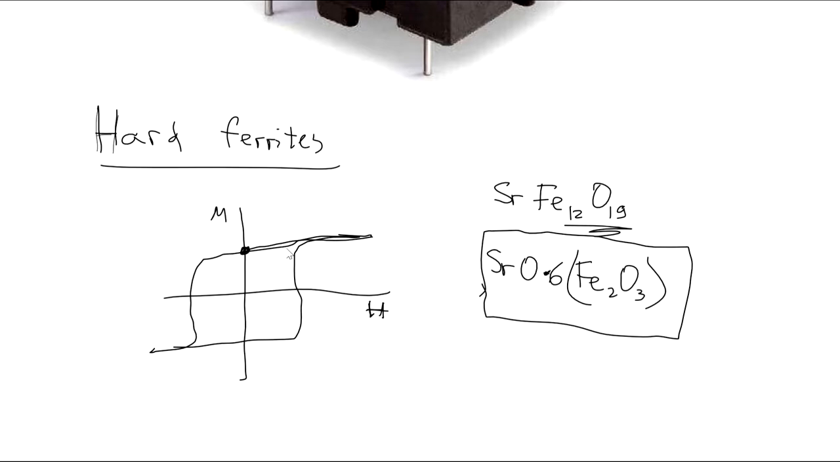So where would you use this? Well, it's commonly used in many different applications, and one of these is electric motors. You have to have a permanent magnet inside the electric motor to make these coils turn in the presence of an external magnetic field. It is also used in electronic media recording. Another application would be, let me say that these are hard ferrites and permanent magnets.